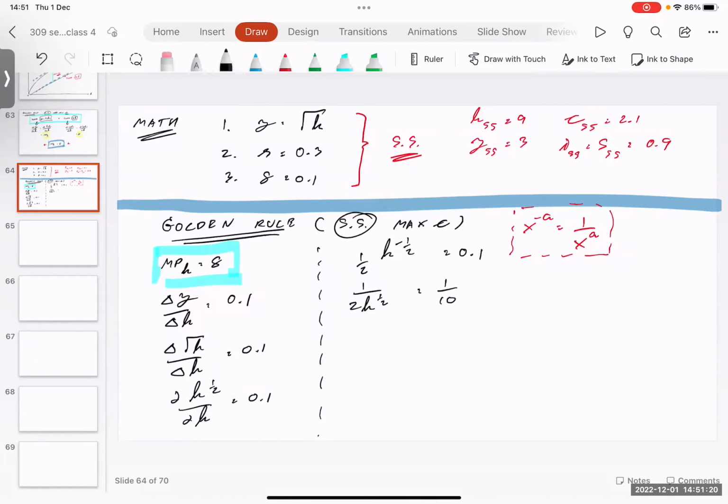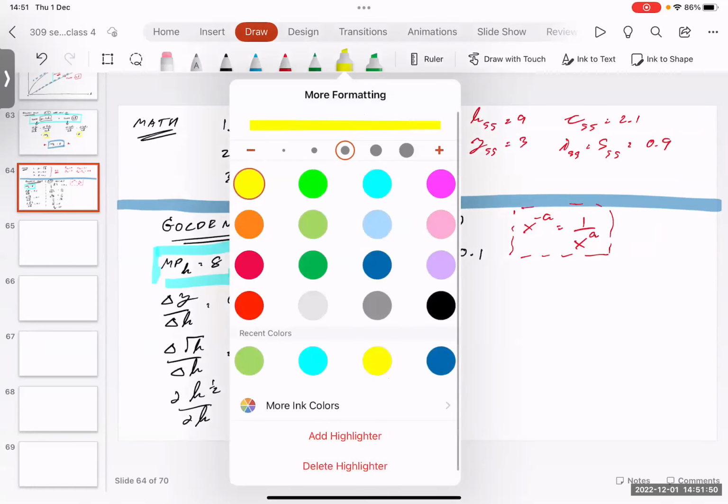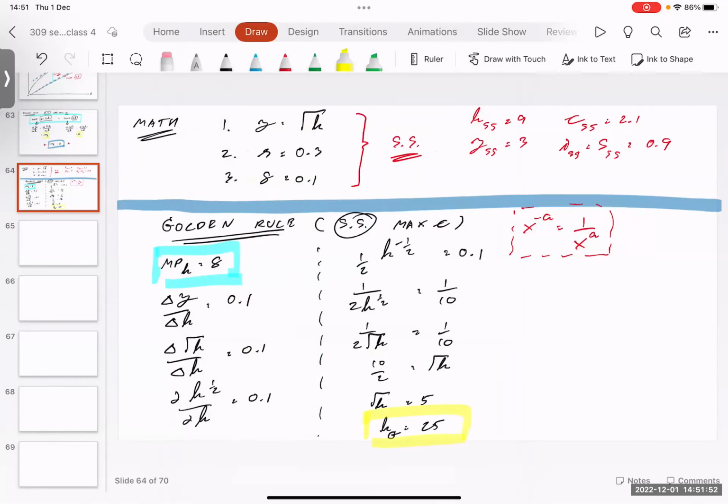0.1 is 1 over 10, you should know. Then power by 1/2 is square root. It's gonna be 1 over 2 square root of k equal to 1 over 10. Then we're gonna rearrange the equation. I'm gonna get 10 over 2 equal to square root of k. Square root of k actually equals 5, right? And then k equals 25. This is k at the golden rule point, equal to 25.